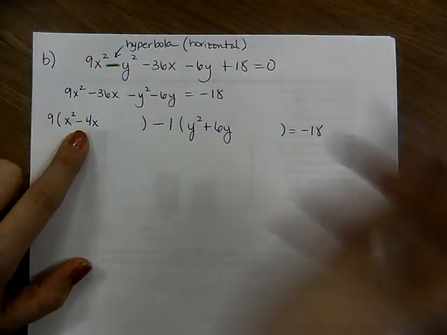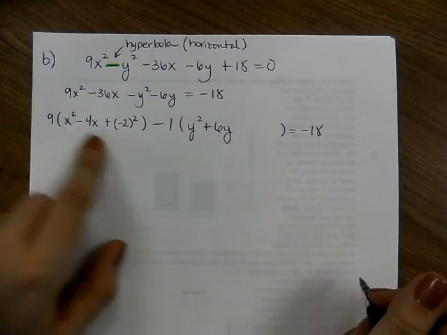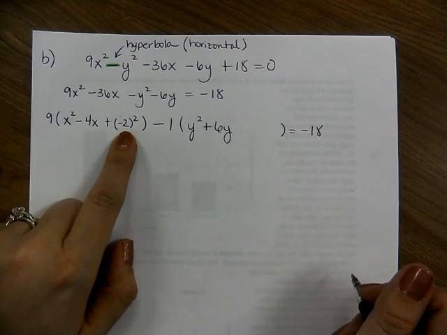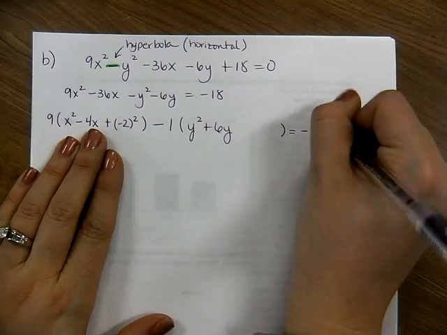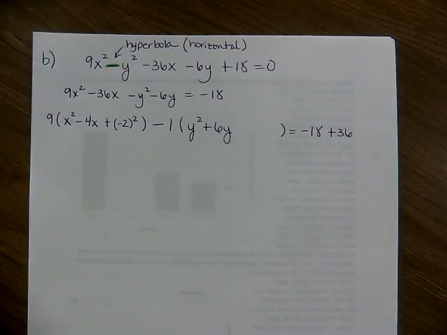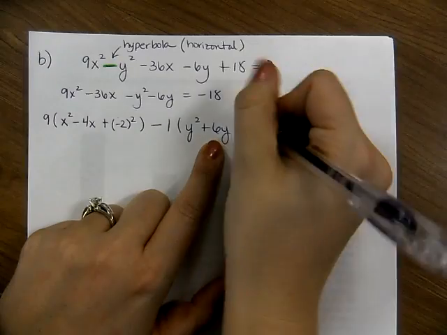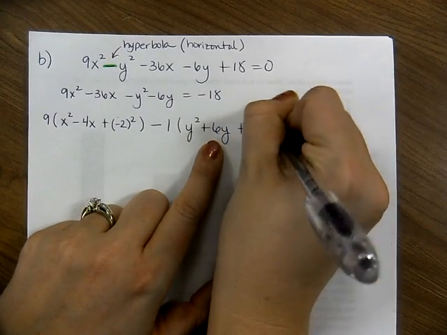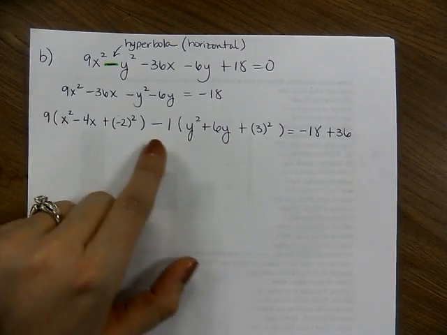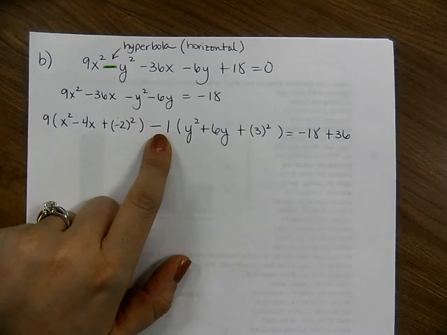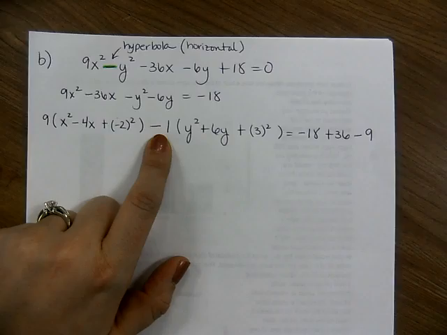Now I take half of b, so I'm going to have a negative 2 squared. Inside I'm adding a 4. Times the 9 means I'm adding 36, so I'm going to have to add a 36 over here. Here, I'm going to take half of 6, so I have a plus 3 squared on the inside, which is like a plus 9, times a negative 1. So I'm subtracting a 9 here on the left, and I need to subtract a 9 here on the right.